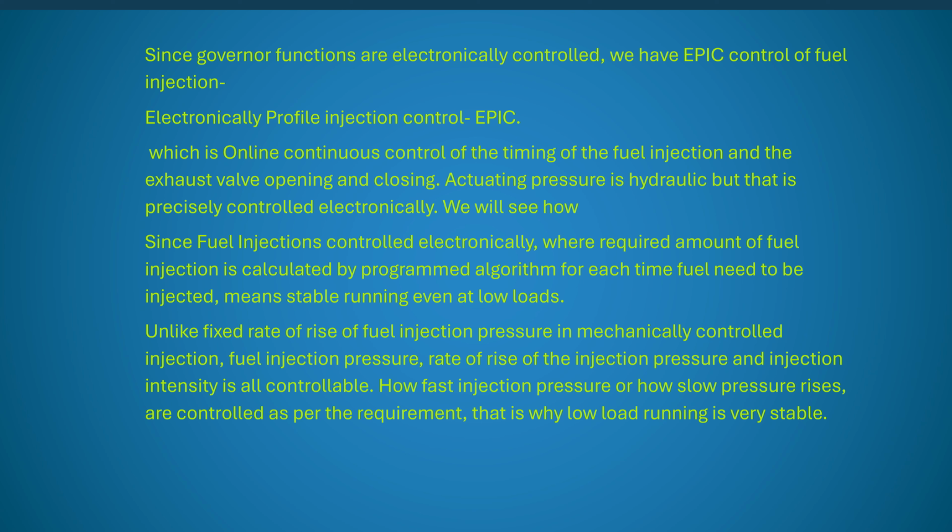Similarly, the exhaust valve opening and closing time is controlled by the electronic engine control system. Of course, only the actuating pressure is hydraulic, but it is precisely controlled electronically. Since fuel injection is controlled electronically, the amount of fuel to be injected is calculated by the program algorithm each time fuel needs to be injected: how fast, how much, how much pressure, and the pressure intensity of the fuel, the pressure build-up.